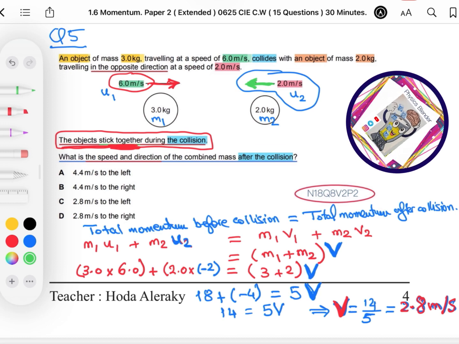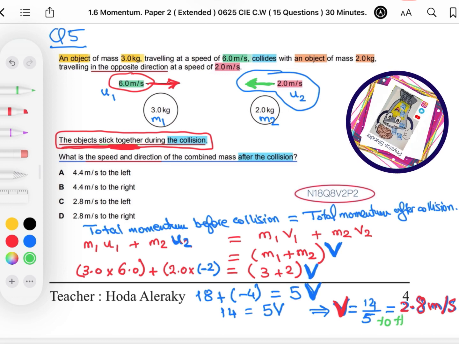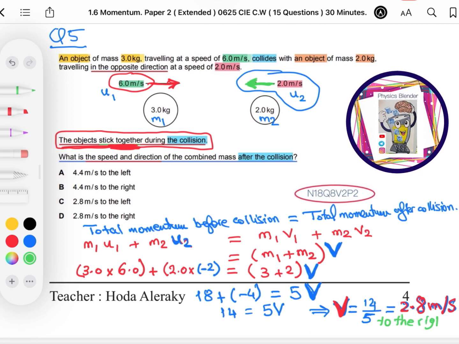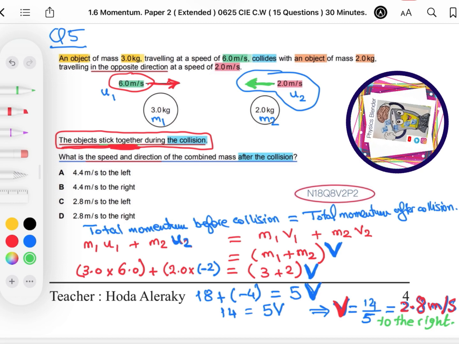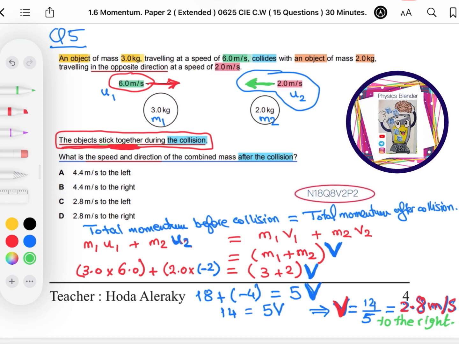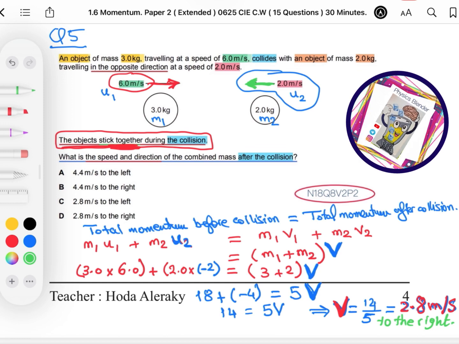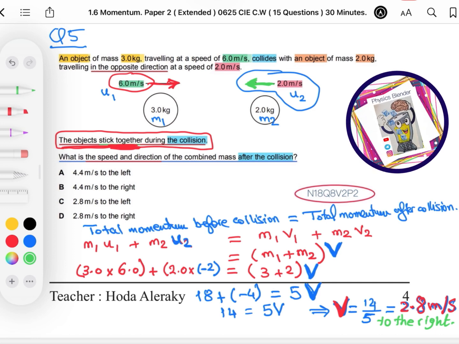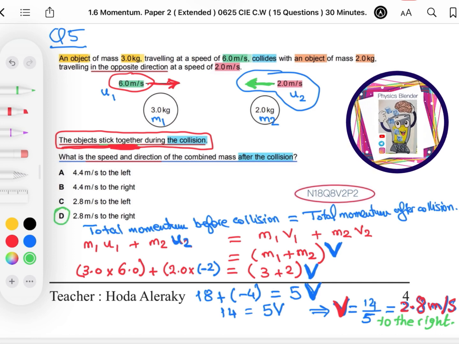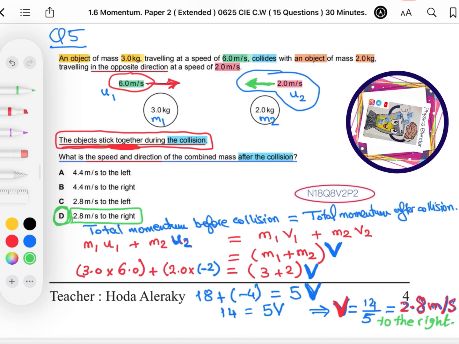Okay, so this answer is 2.8. The direction will be to the right, because you have a positive numerical value here, the numerical value representing the magnitude of the velocity. Since you have the answer in positive sign, it's to the right. If you have it negative, it means to the left. Your correct choice is D. So D is your correct answer.